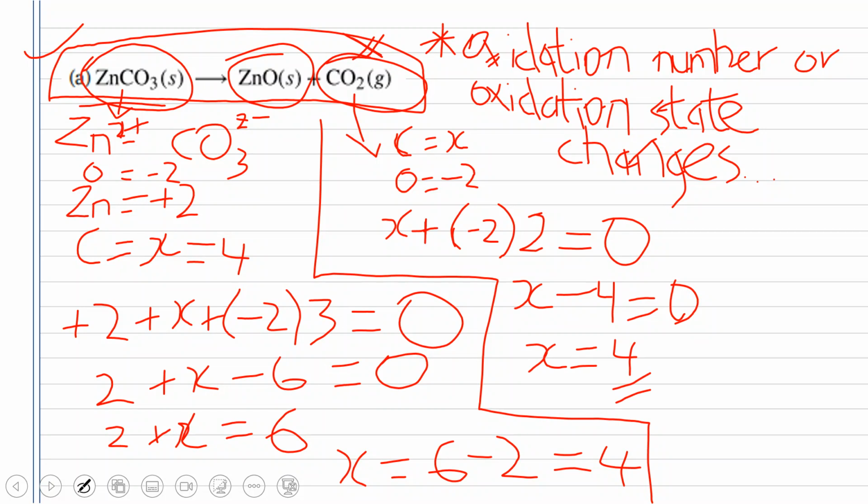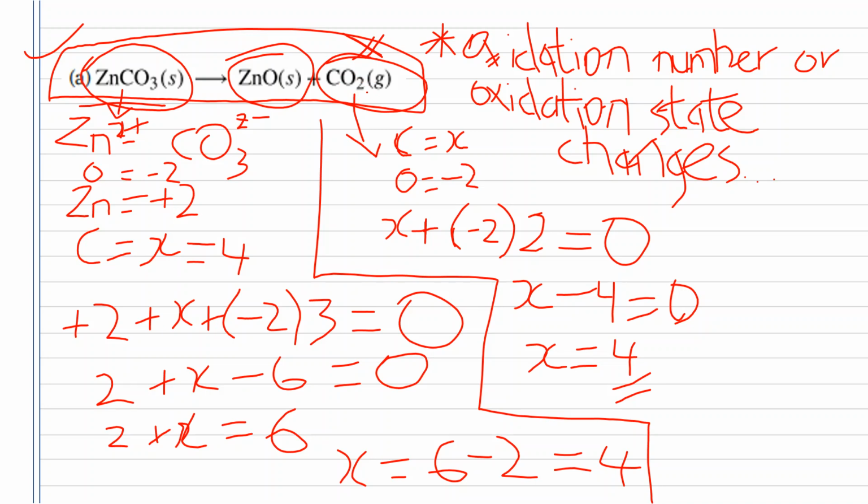As you can see, the oxidation number for zinc doesn't change. The oxidation number for C doesn't change. The oxidation number for oxygen too doesn't change. How do I know that? Oxygen is still oxygen here. It's still -2 here, because the +2 of zinc and the -2 of oxygen cancel out. In this compound, oxygen is still -2. So we can confirm that the oxidation number doesn't change.